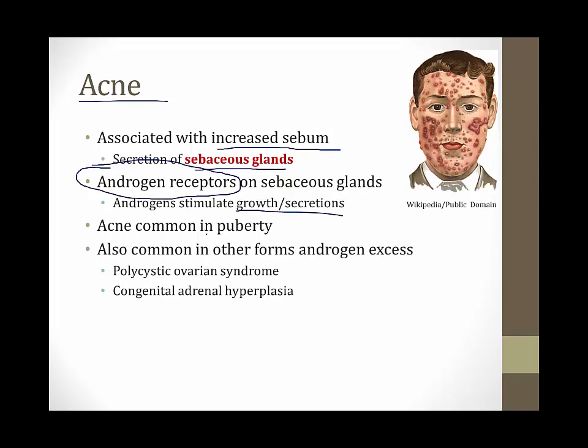For this reason, acne is common in puberty, and it's also common in other conditions where there is an excess of androgens. For example, among women with the polycystic ovarian syndrome and among children born with some of the congenital adrenal hyperplasias where they secrete excess androgens from the adrenal gland.